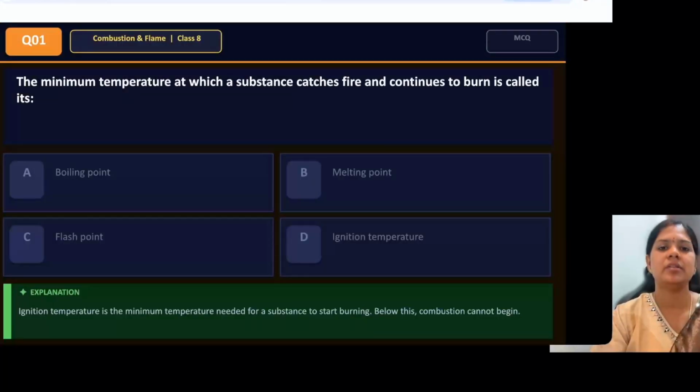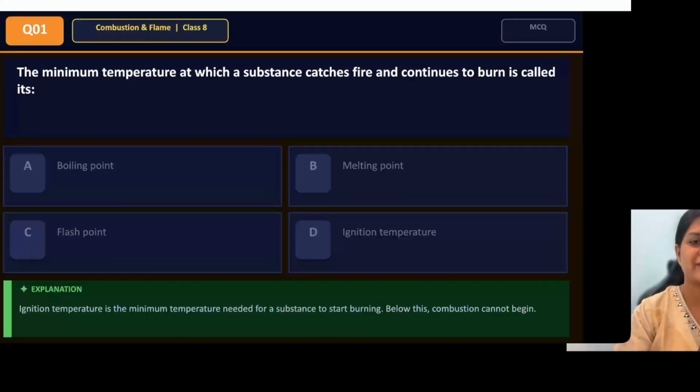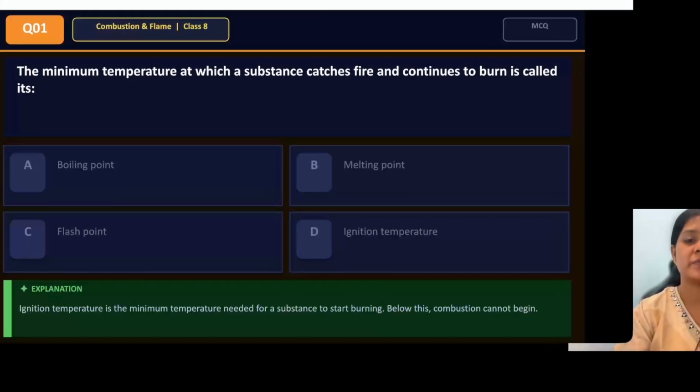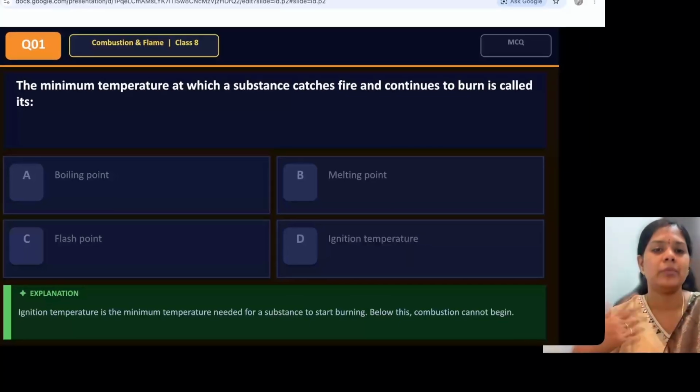The first question: the minimum temperature at which a substance catches fire and continues to burn is called its, yes, it is called its ignition temperature. Good. Because ignition temperature is the minimum temperature needed for a substance to start burning. Below this, combustion cannot happen.